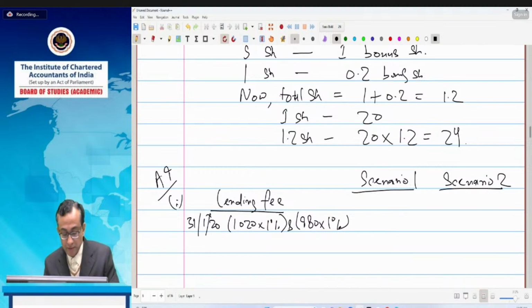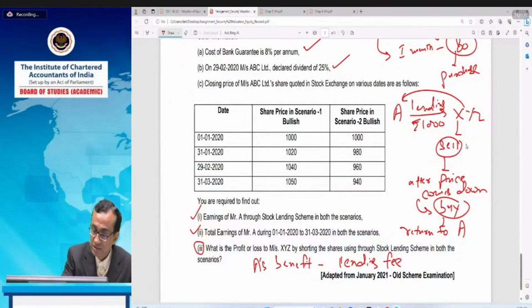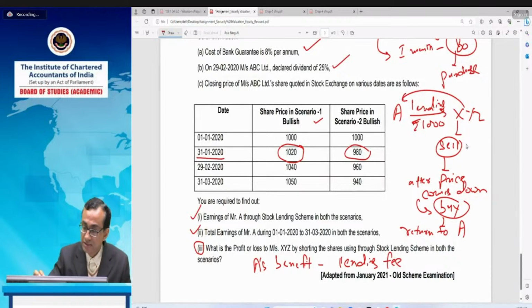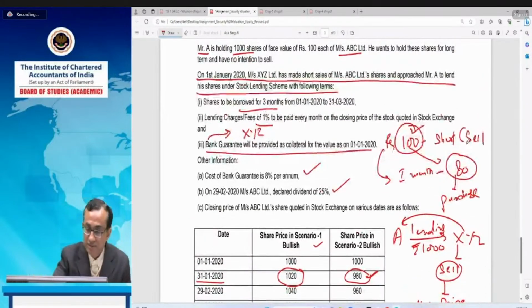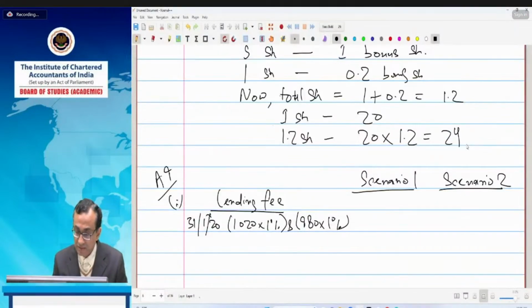See, on 31/3/2020, this is the share price. On this, the lending fee will be payable in case of scenario 1. And on 31 January 2020, the lending fee will be paid on 980. The lending fee given to you in the question is actually 1%. So this lending fee is calculated for scenario 1 and this is scenario 2. Scenario 1 is coming to about 10.2, and scenario 2 is coming to 9.8.